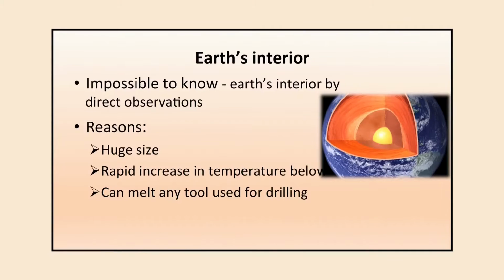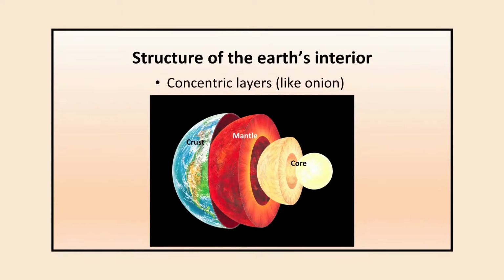Now, we'll talk about Earth's interior. It's impossible to know what is there inside the Earth with direct observation. So, what are the reasons for that? One is that it has a huge size, so it's not possible to go inside and see what's there. Secondly, there is rapid increase in temperature below the Earth's surface, and this can melt even the hardest of the drilling tools that we send there. Because of these two reasons, it is very difficult to observe what is there inside the Earth with direct observation.